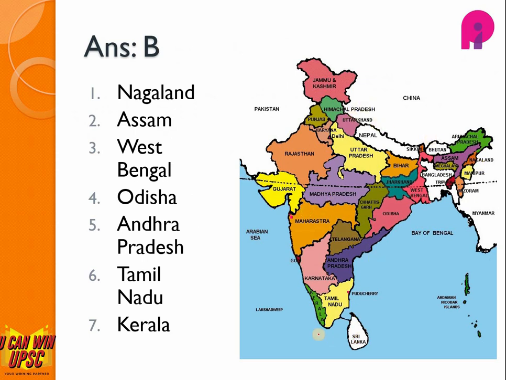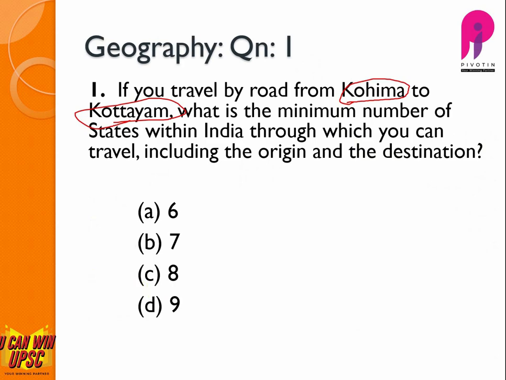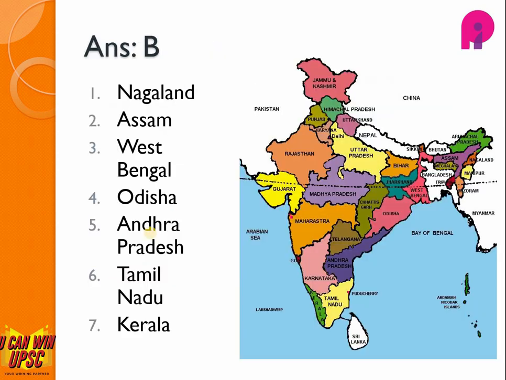From Nagaland to Kerala, actually, there are n number of ways, but let us take one way. Nagaland, Assam, West Bengal, Odisha, Andhra Pradesh, Tamil Nadu, Kerala. So it covers minimum 7 states, and hence the answer to this question is B. You can try other ways also, but the minimum number will be 7.